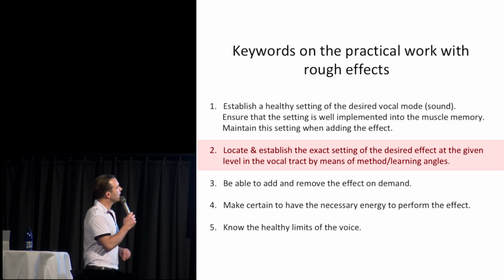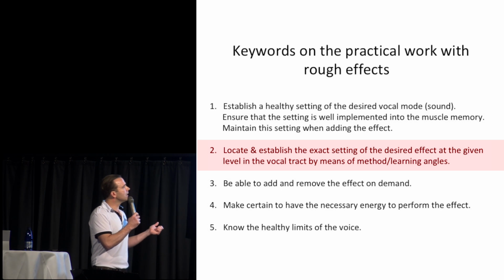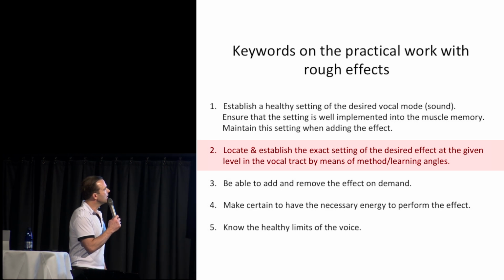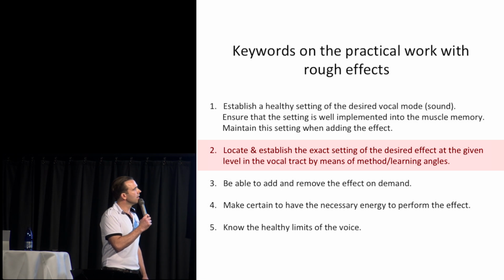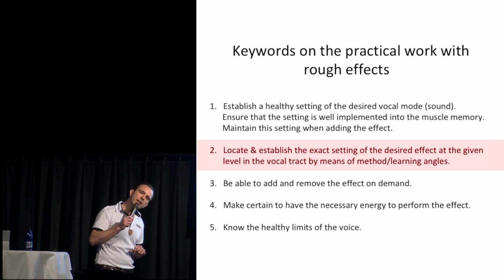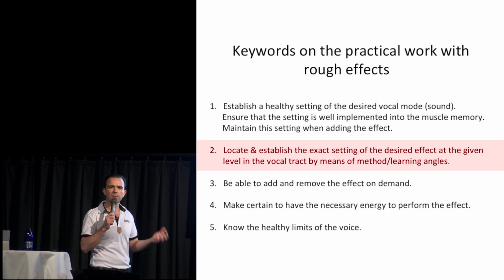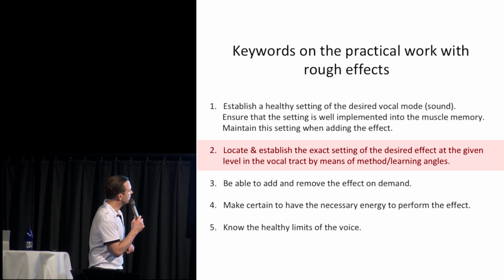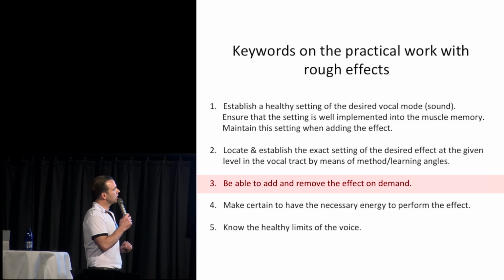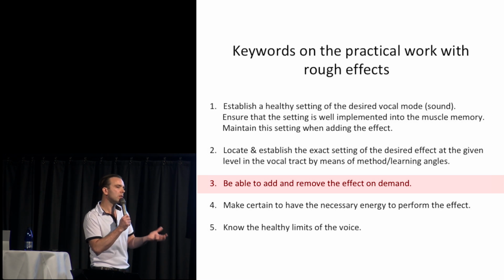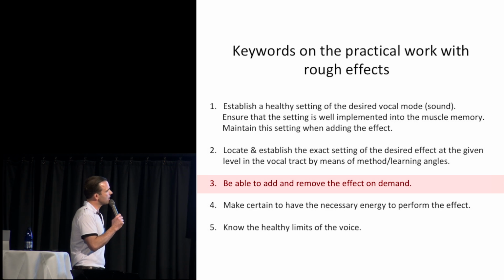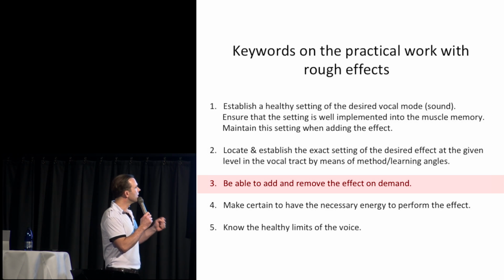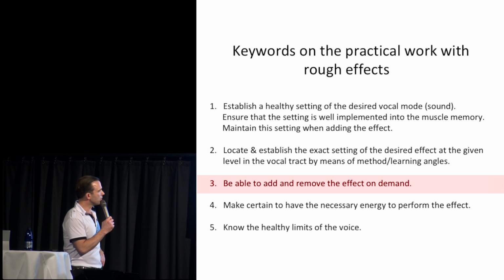Of course, also we have to locate and establish the exact setting of the desired effect at the given level of the vocal tract by means of method or learning angles. So these are some of the learning angles and methods I'm going to be showing you today. It's also important to be able to add and remove the effect on demand, so we can ensure that the mode underneath is still a healthy one, and that we have regular vibration, and we're not changing the waveform of the vocal cord vibration.